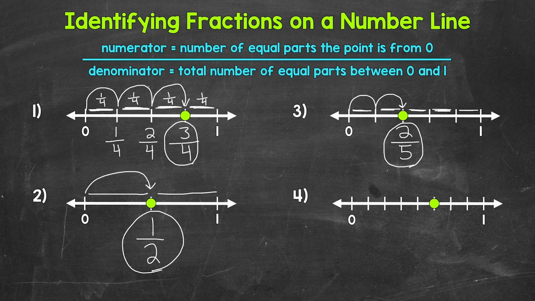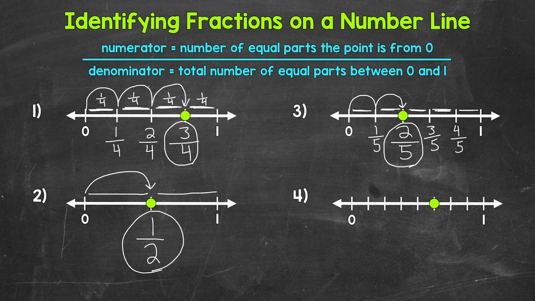So we start with 0, 0/5. Then we have 1/5. Then 2/5. Then 3/5, then 4/5, and then 5/5 is one whole. Lastly, let's take a look at number 4, and we will start with the denominator.